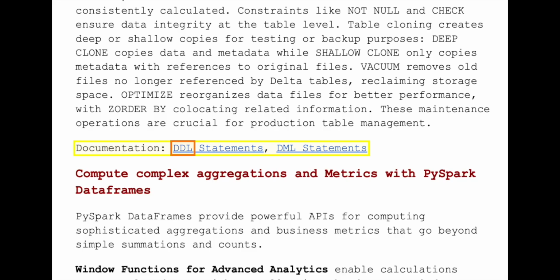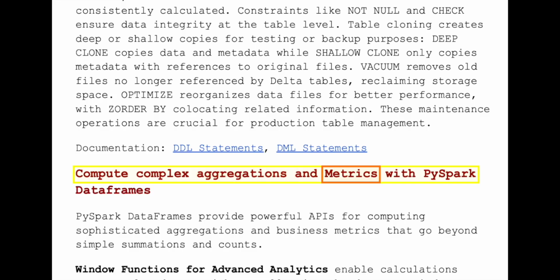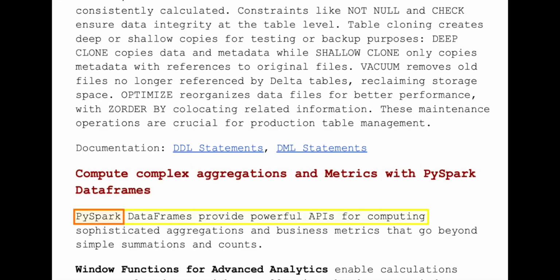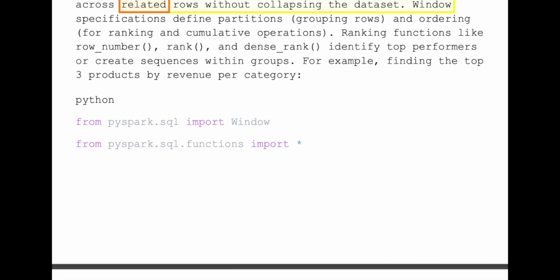Documentation, DDL statements. DML statements: compute complex aggregations and metrics with PySpark DataFrames. PySpark DataFrames provide powerful APIs for computing sophisticated aggregations and business metrics that go beyond simple summations and counts. Window functions for advanced analytics enable calculations across related rows without collapsing the dataset. Window specifications define partitions, grouping rows, and ordering for ranking and cumulative operations.